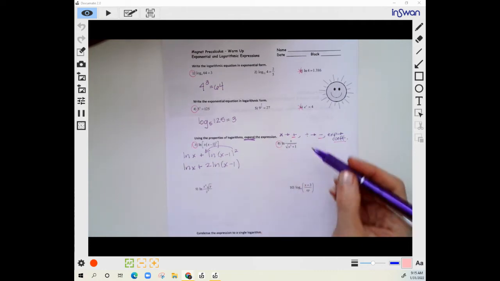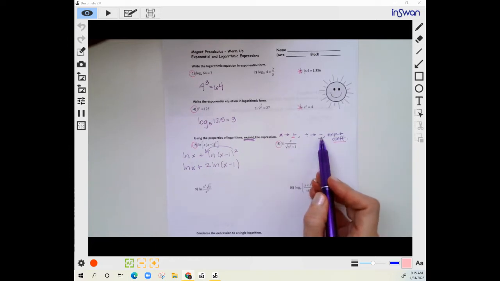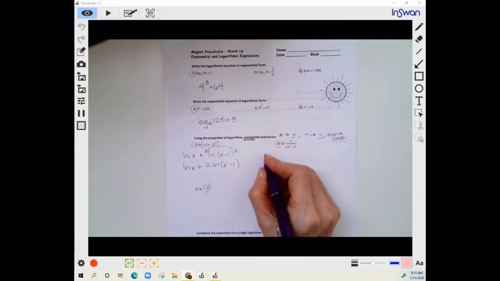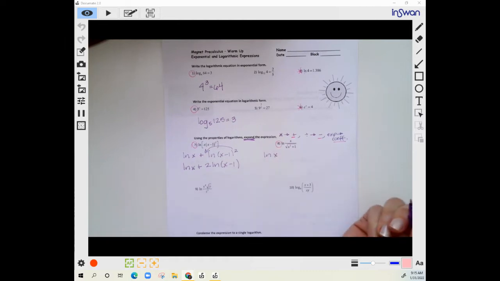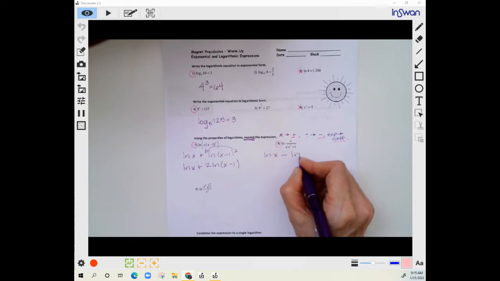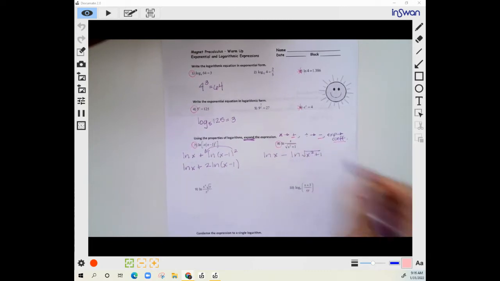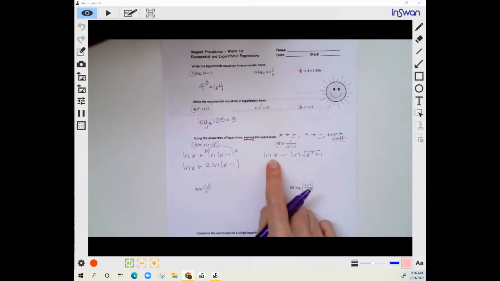In number 8, I have two things being divided. So division expands to subtraction. The numerator gets a log, or a natural log in this case, and the denominator does as well. And I'm going to connect those two natural logs with subtraction. So I'm done over here.